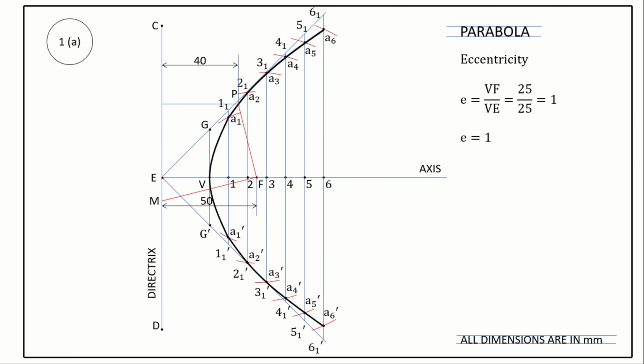So, here PF and FM are perpendicular lines. Join M and P. This line is a tangent to the curve. And again, for drawing the normal, draw a perpendicular line to PM through the point P and mark it as N. Now, PN is normal line to the tangent. So, MP is tangent and PN is normal.